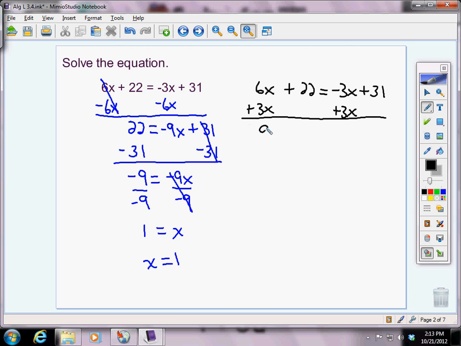6x's plus 3x's is 9x's. Bring down your plus 22. Bring down your equal sign. Notice that these are opposites, so they cancel, and bring down your 31.